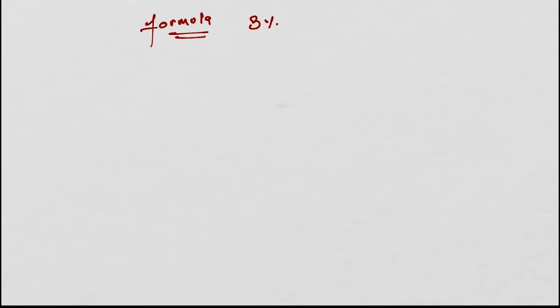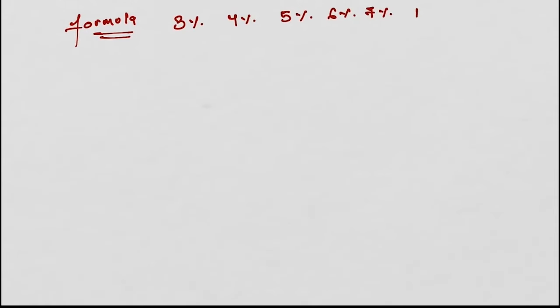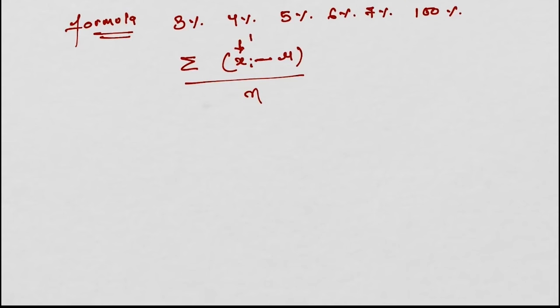If I take the numbers 3%, 4%, 5%, 6%, 7% and an outlier of 100%, this formula is sufficient, which I am writing: summation of xi minus mu upon n. This formula is sufficient to tell me whether it is a positively skewed data or a negatively skewed data. Because if the value of the outlier is pretty high, which is in our case 100%, the summation will come to positive.